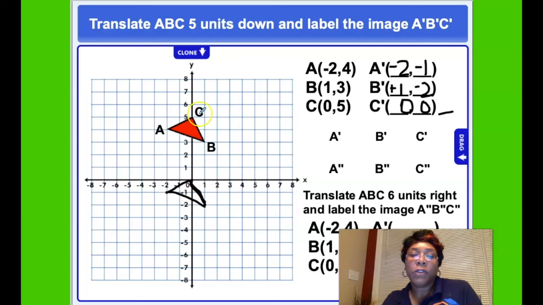That's pretty simple. I'm going to start with C: 1, 2, 3, 4, 5, and 6. Put my point there. Start with B: 1, 2, 3, 4, 5, and 6. Point goes there. Here's A: 1, 2, 3, 4, 5, and 6. Good. So this is C prime prime, like they said.